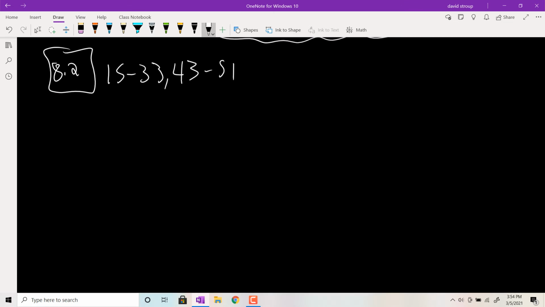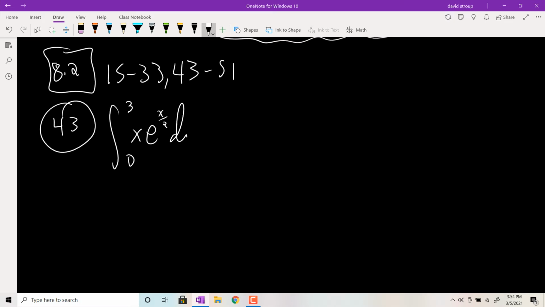Let's look at a later one, 43 first. I think this one's a little easier, and then we'll look at the other problem I have for us. So here I have x e to the x over 2 dx. We have to evaluate this guy.